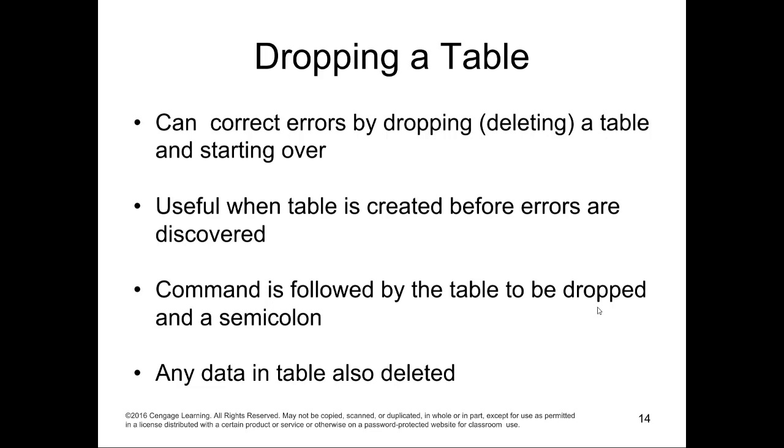In a lot of companies, deleting data and dropping tables is a big no-no. There are ways to archive off data, but typically deleting data is considered a bad thing. So you can correct errors by dropping a table and starting over. It's useful for when a table is created before errors are discovered, and the command is followed by the name of the table to be dropped and a semicolon. Any data in that table is also deleted, so be careful of that.